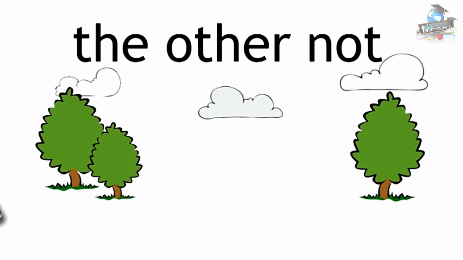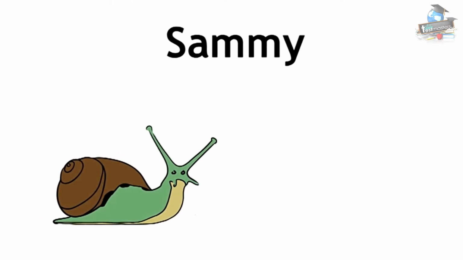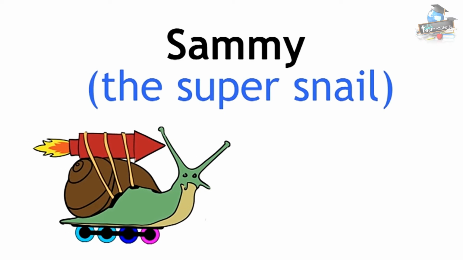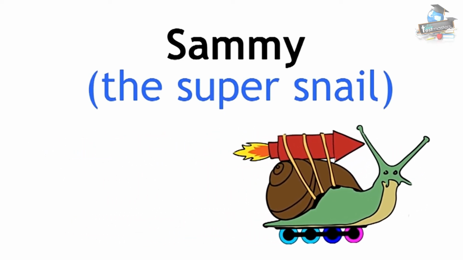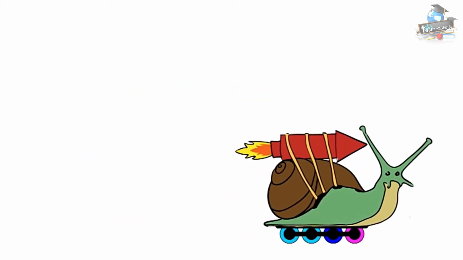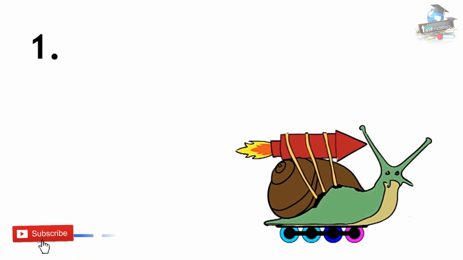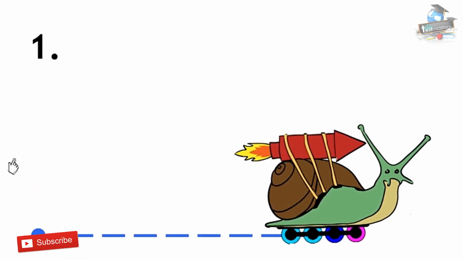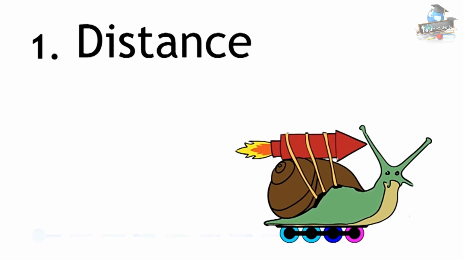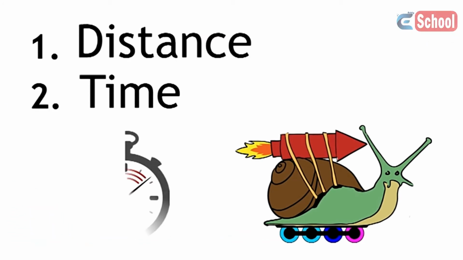To help explain this, I'm going to introduce you to Sammy. Sammy, the super snail. She goes for a slide. How can we figure out how fast she's travelling? How can we figure out her speed? We need to know two things. One, we need to know how far she's travelled. We're going to call this distance. And we need to know how much time she took to cover this distance.